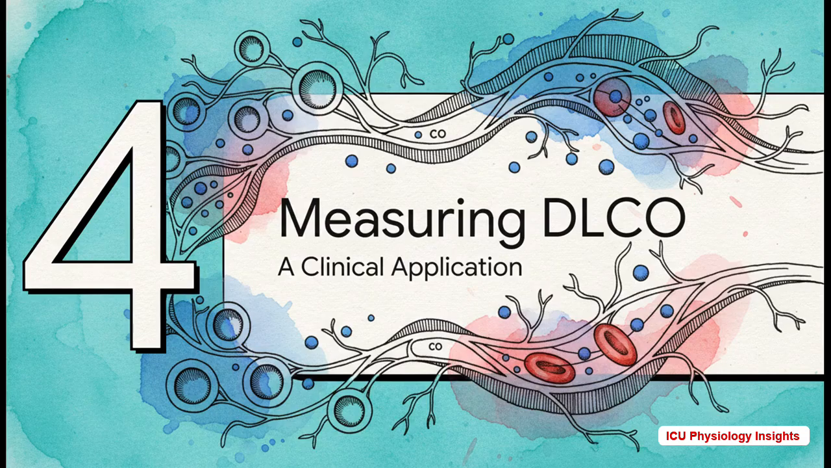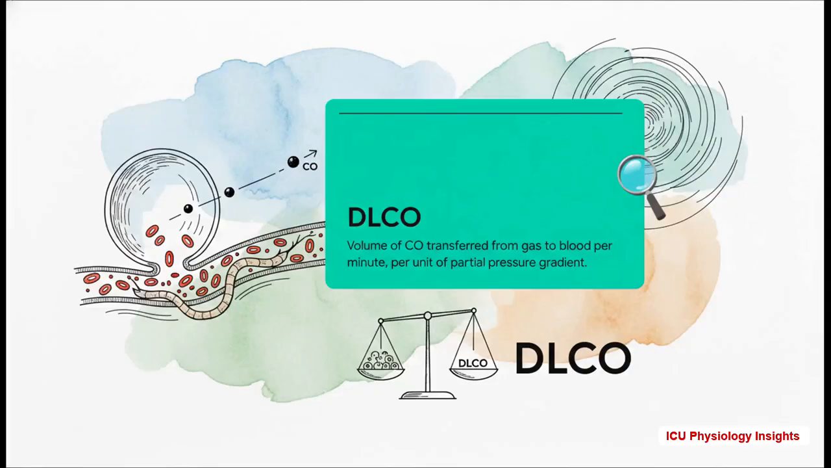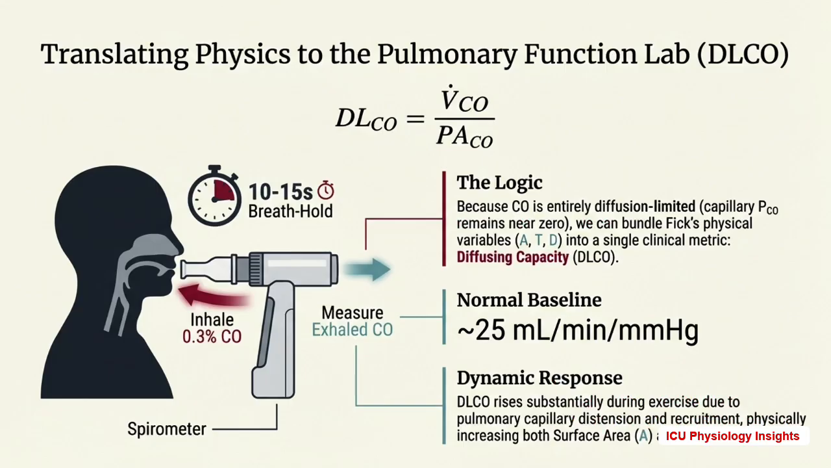Okay, Section 4, measuring DLCO. This isn't just theory. We have a way to measure the functional integrity of this entire system in the pulmonary function lab. We quantify it using what's called the diffusing capacity, or DLCO. So the test is the diffusing capacity of the lung for carbon monoxide. It's defined as the volume of CO that moves from the alveoli to the blood each minute for every millimeter of mercury of pressure gradient.